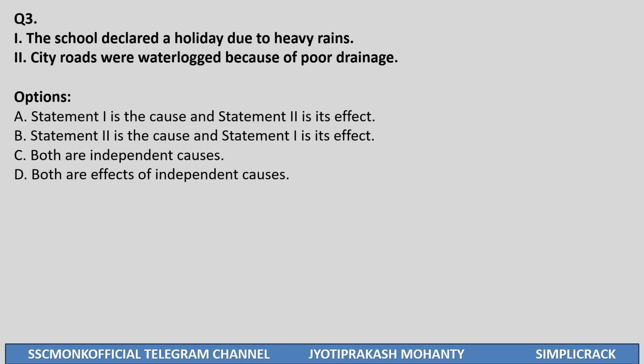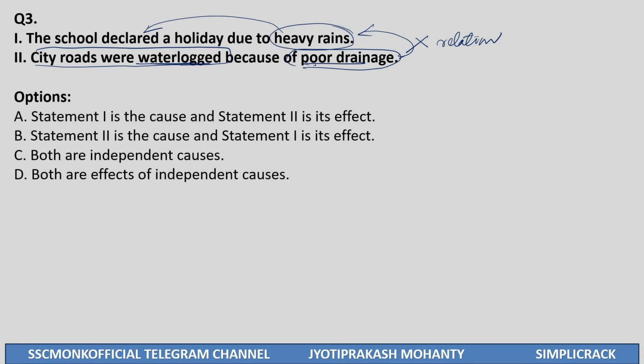The school declared holidays due to heavy rains. City roads were waterlogged because of poor drainage. Now see, the school declared a holiday due to heavy rain. So heavy rain was happening. School was declared holidays. In statement 2, it is saying city roads are waterlogged because of poor drainage. Now in these two statements, is there any relation? There is no relation. But city roads are waterlogged because of poor drainage. That means this is one effect. Cause, anything can be the cause, but this is an effect.